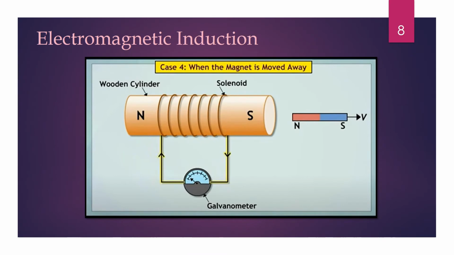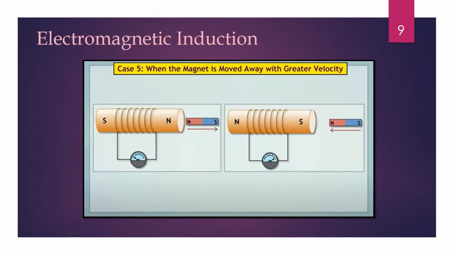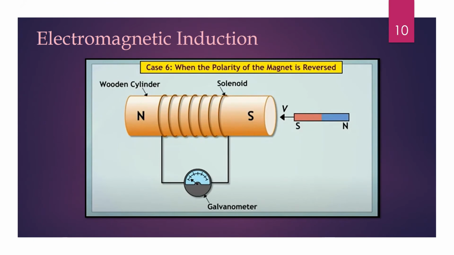If the magnet is moved away from the solenoid, current flows in the opposite direction in the solenoid. Thus the galvanometer deflects towards the left. The deflection increases if the magnet is moved away with a greater velocity. If the polarity of the magnet is reversed and the magnet is brought close to the solenoid, then current flows in the opposite direction. The galvanometer turns towards the left side.